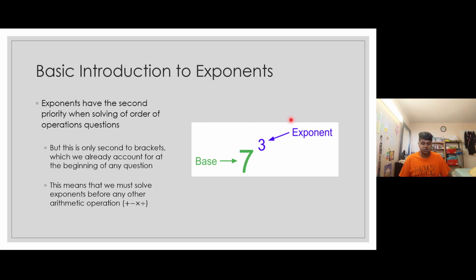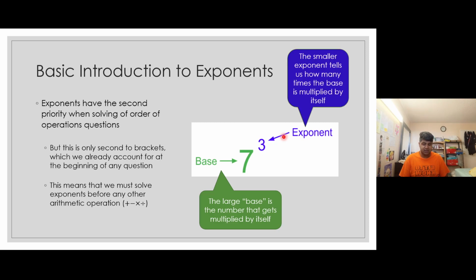And this is the terminology we use here. You can see we have the base, which in this case is just the 7, and the exponent, which in this case is just 3. Right? We're going to use this terminology to help us explore the phenomenon behind what this actually is. The large base is the number that we multiply by itself. In this case, that is 7. And the smaller exponent tells us how many times the base is multiplied by itself.